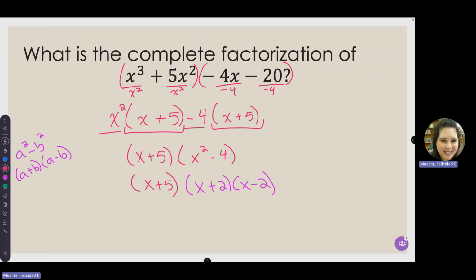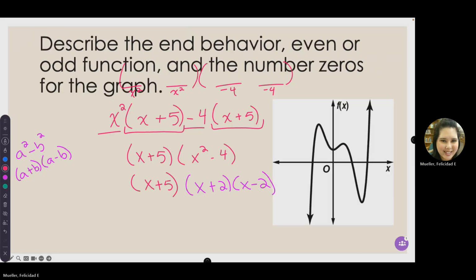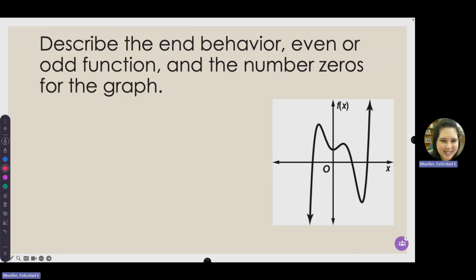Moving on to our last question. We have to describe the end behavior, even or odd function, and the number of zeros of the graph. So let's start with the easy one. How many zeros? Remember, zeros stand for x-intercepts. So how many times does it touch the x-axis? 1, 2, 3. I don't care where, I just know that there are 3. So I have 3 real zeros.